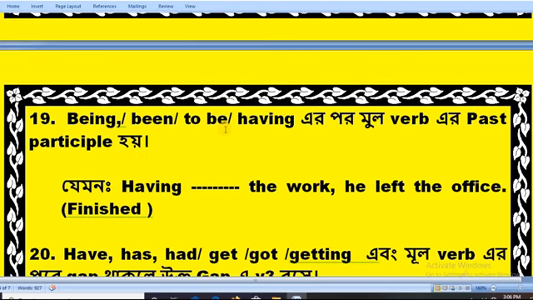Okay. Being, been, to be, having. After this type of words, the verb will be V3, right? This is the perfect participle. Maybe you have gotten this type of example in my earlier video, in modifiers, right? Having finished the work, he left the office. Having finished, having done, having completed, right?